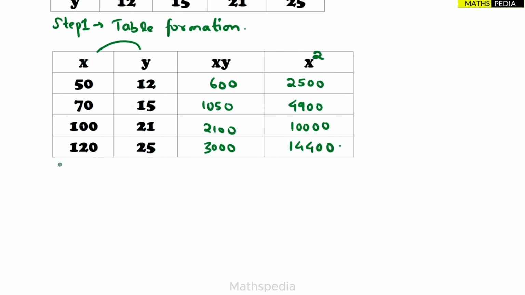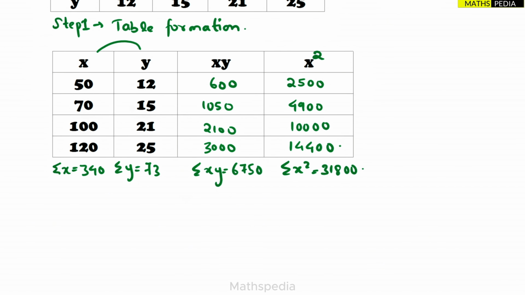That means for each column, we have to sum it up. So what is the summation of x? Add it up: 50, 70, 100 and 120. So it will be 340. Summation of y is equal to 73. Summation of xy is equal to 6750, and summation of x square is equal to 31800. So why are we writing this? Because we need to substitute in the normal equation of the straight line.